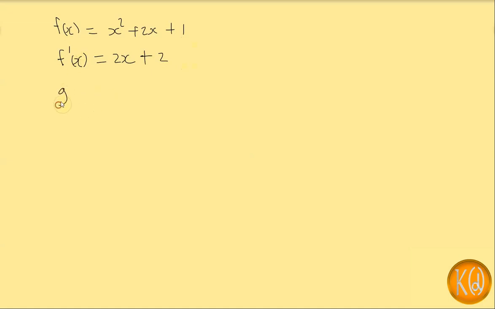Now what if we had g of x, and that's equal to, let's say, x cubed plus 2x. Good. And we're asked to differentiate g of x, then g prime of x, the derivative of g with respect to x, would be just equal to 3x squared plus 2. Great.